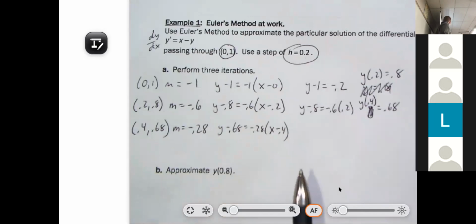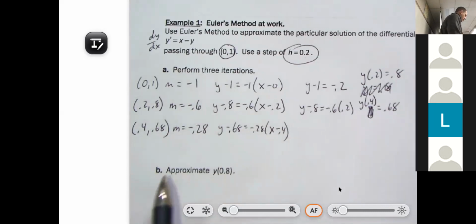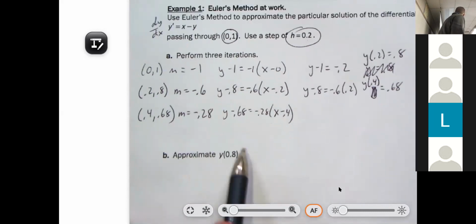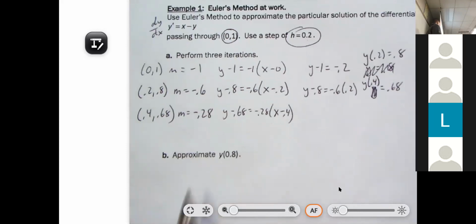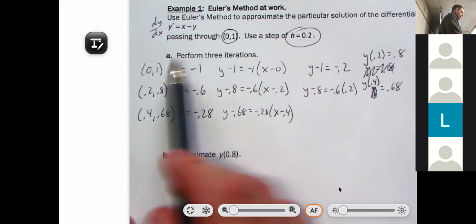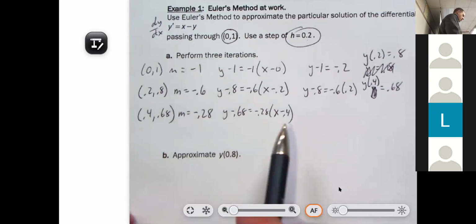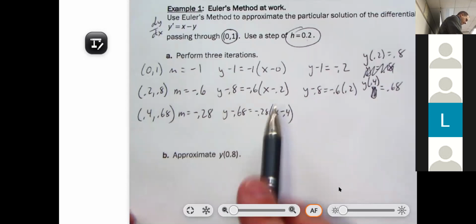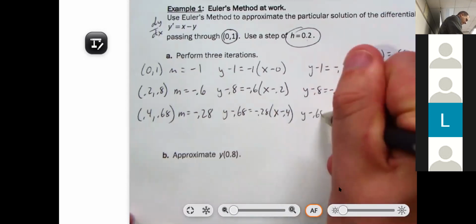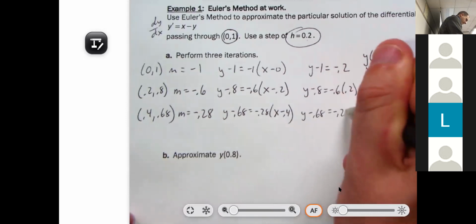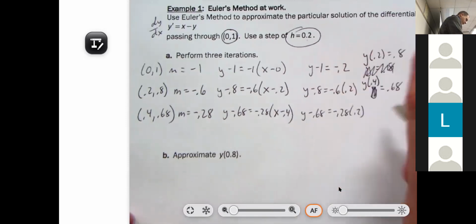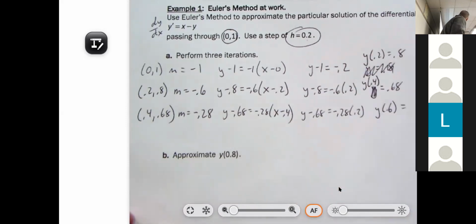And now I'm going to plug in 0.6. So I plugged in 0.2 initially, then 0.4, now 0.6. And if you look at B, we're already working our way to answering B. B says approximate y of 0.8. So we're heading there. I care more about answering B than performing 3 iterations. You'll never see that actually phrased that way. So now I'm going to plug in 0.6, and if you plug in 0.6, you would end up getting 0.624.